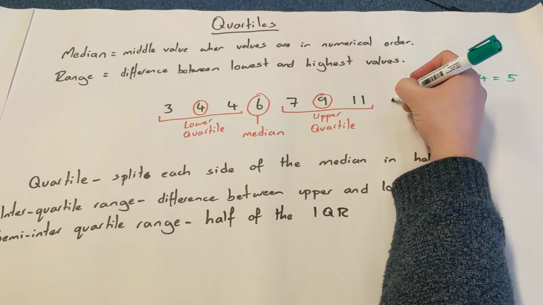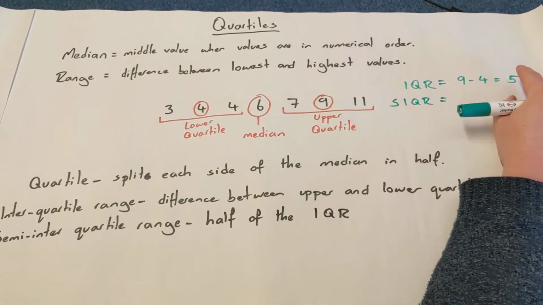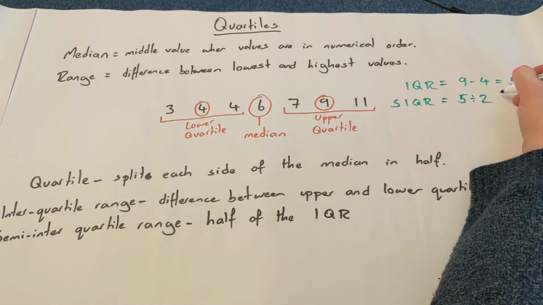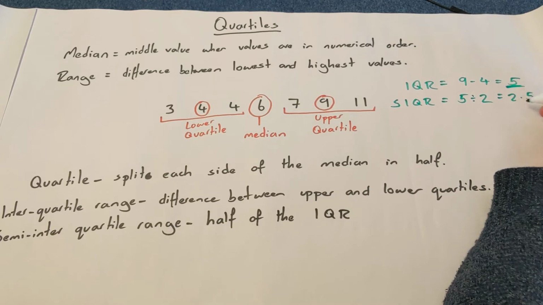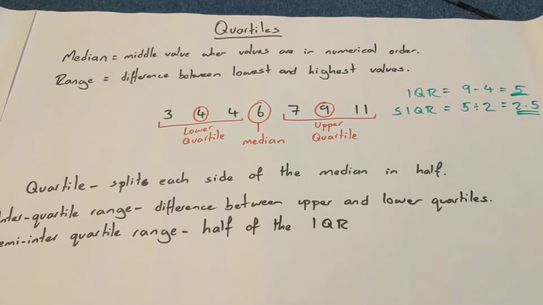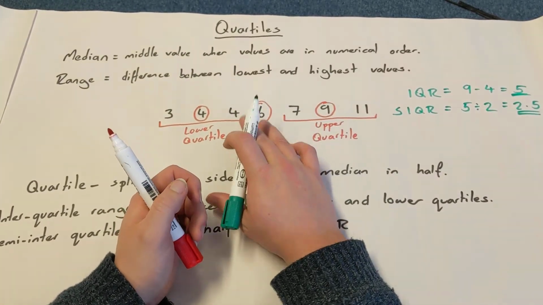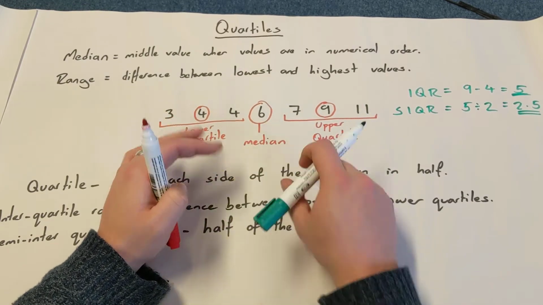So to work out the semi-interquartile range, it's going to be this, 5 divided by 2. So the semi-interquartile range would be 2.5. And that's all there is to it. So you need to know the definitions. You need to know what your median is and how to get it, and then how to work out your quartiles, and then work out the difference between them.